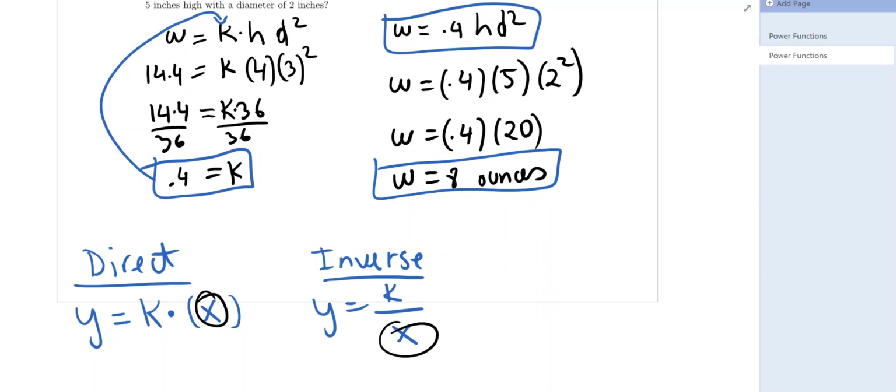And then joint variation, y equals k times x times z, if it varies like that. But again, keep in mind that these could be different things. Just like in this case, my x was height and z was diameter squared. It all depends on the problem. All right, so that's it with variation and power functions.